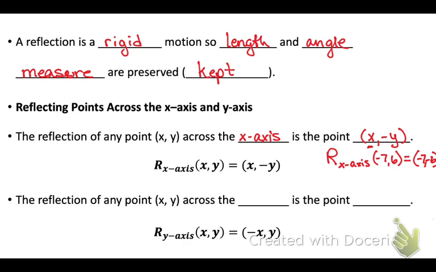Okay, reflecting a point across the y-axis is -x, y. So reflect across the y-axis of the same point we just did. Give me 1 second, guys. -7, 6 would be 7, 6.